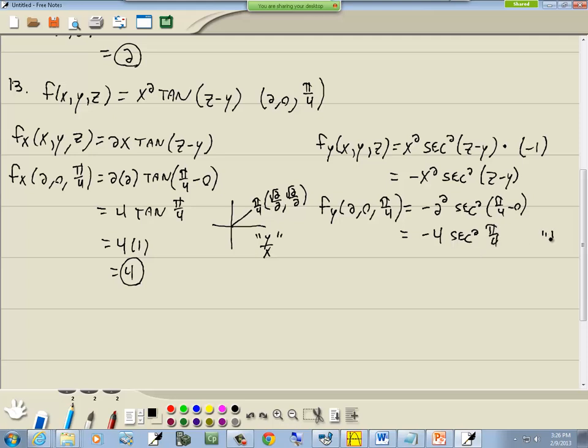Now secant is 1 over x. So if I look over here at my point, pi over 4, x is square root of 2 over 2. So we're going to have negative 4 times 1 over square root of 2 over 2, squared, the secant squared. We'll flip this fraction, multiply times the top, so this becomes 2 over square root of 2, squared. 2 squared is 4. Square root of 2 squared is 2. 4 divided by 2 is 2, so that gives us negative 8.